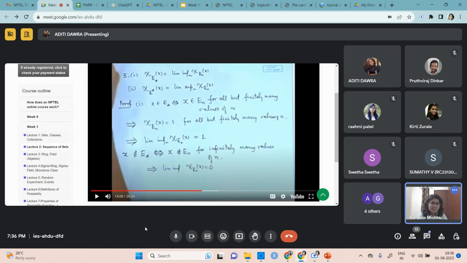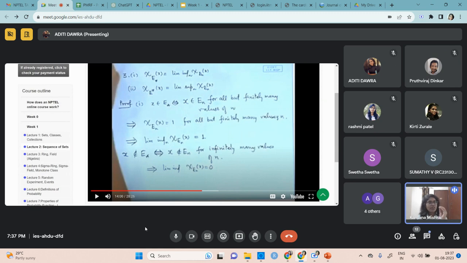Have you understood that? Okay, you can try it again. You can just try step by step. Firstly, what he has taken here is one element from E star. When he takes one element from E star, he said that this element will belong to En for all but finitely many n. Means this X will belong to these finitely many n's.